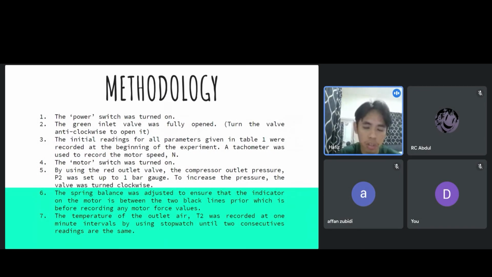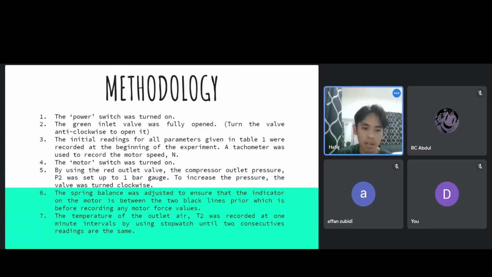For the methodology or the procedure, the first one is the power switch was turned on. The green inlet valve was fully opened, which is to turn the valve anti-clockwise to open it. The next step is the initial readings for all parameters given in table 1 were recorded at the beginning of the experiment. A tachometer was used to record the motor speed N. Next, the motor switch was turned on.